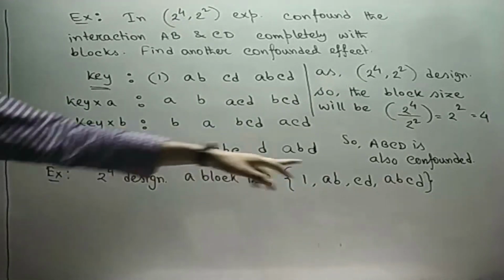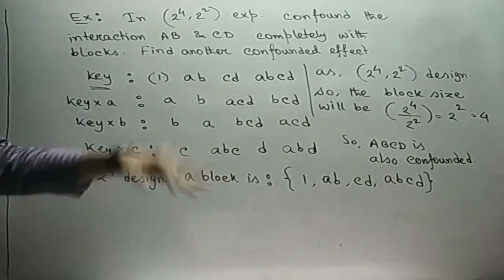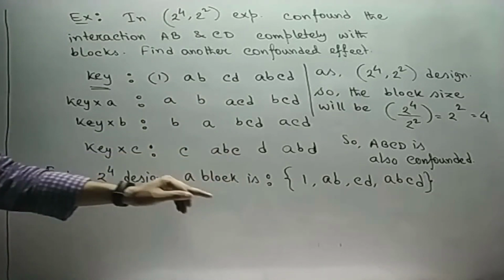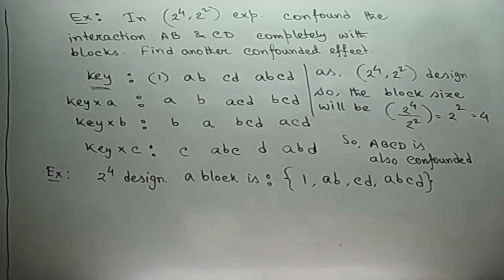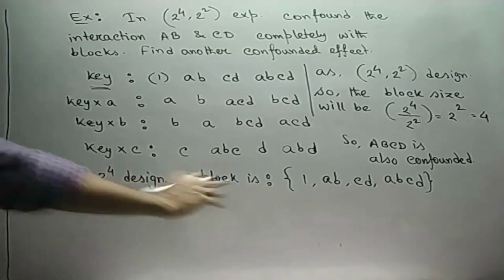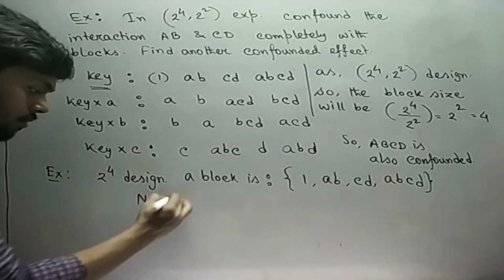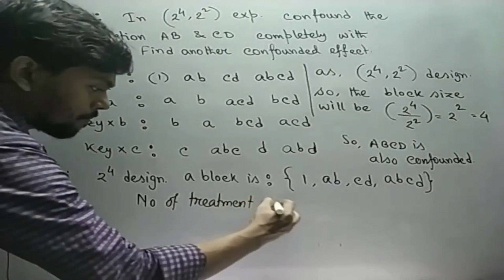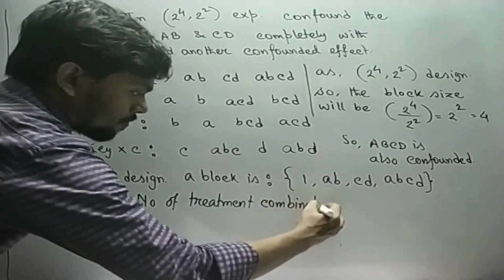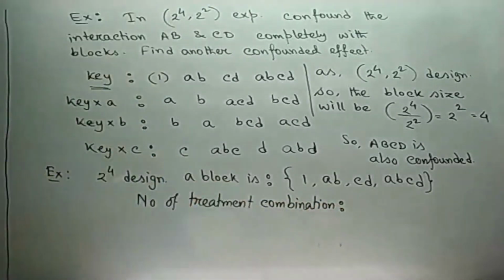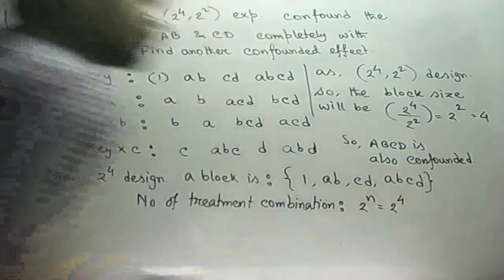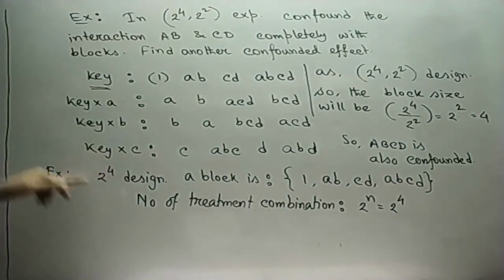But if the key block is not given to us, if any other block is given to us, then we just have to convert that block into a key block. So I'll do that in the next problem. Okay, so let's solve this problem first. Here the number of treatment combinations is basically 2 to the power n, which is 2 to the power 4. So this is a 2 to the power 4 design.